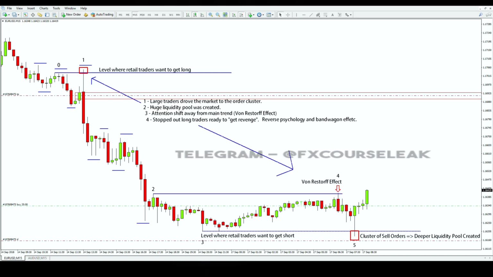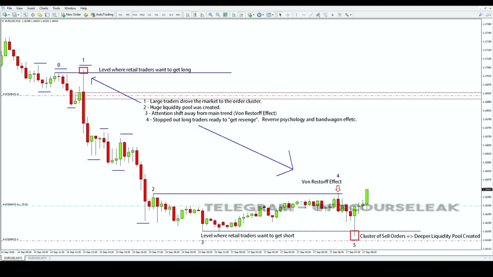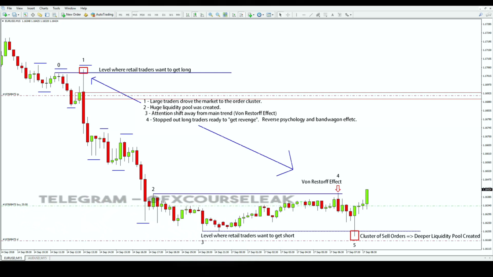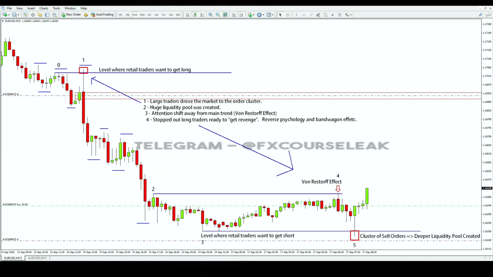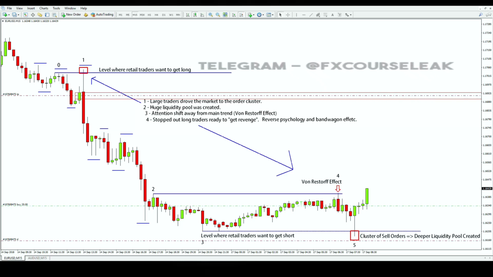One very important thing to understand also is that those retail traders that went long at the break of high number 0 usually place their stops a few pips below the break point. They do this because they think that this sort of thing reduces their risk, which is obviously not the case. Right after large traders hit the order cluster and the long positions were triggered, these large traders get in the market as violently as they can to the opposite side, which in this case is the short position.